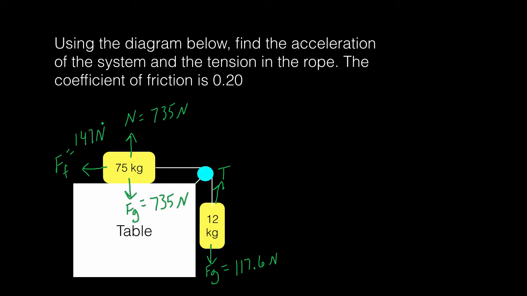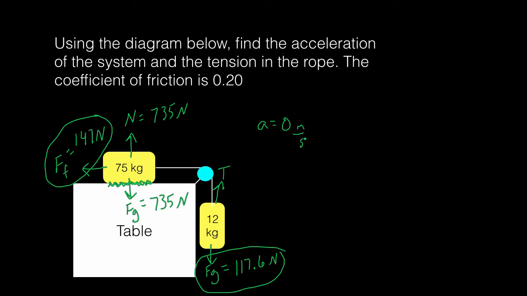Okay. And when we get to this point, again, we want to compare these two forces, the force of gravity on this block and the force of friction on this block. In this case, we notice that the force of friction is 147 newtons. It's larger than the force of gravity on this block. So what that means is the force of gravity here is not strong enough to overcome the frictional forces that are felt between the block and the table. And so you're not going to see any motion at all. And so this one makes it a little bit easier. If you're not going to see any motion, the acceleration is 0 meters per second squared.